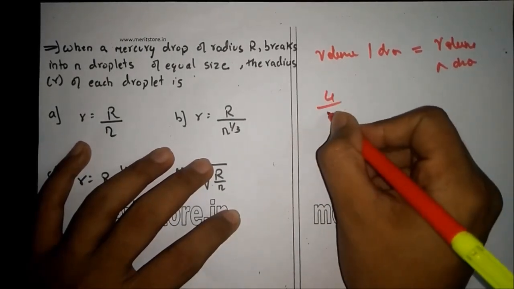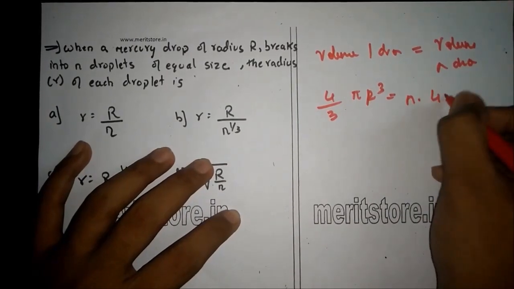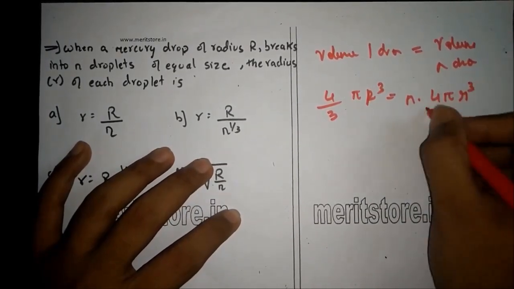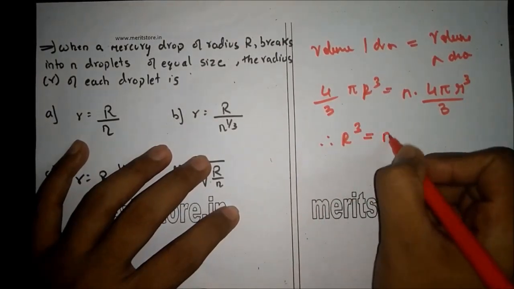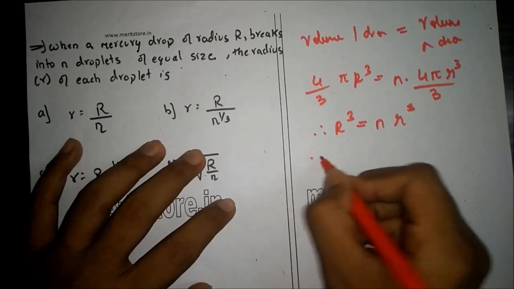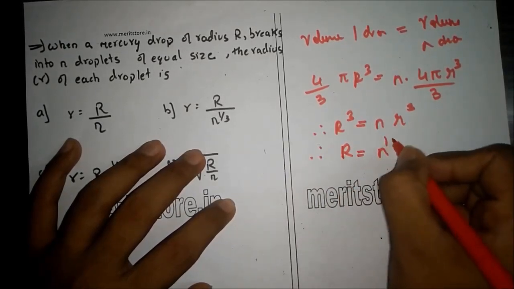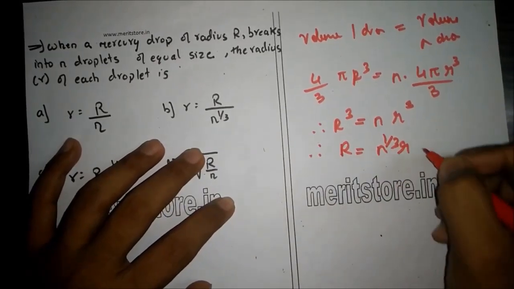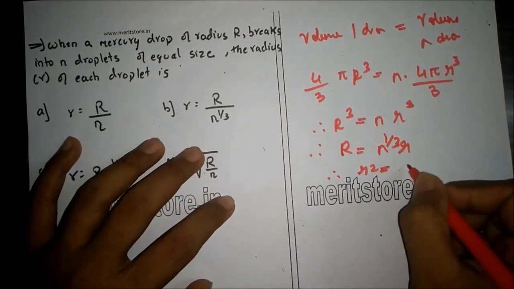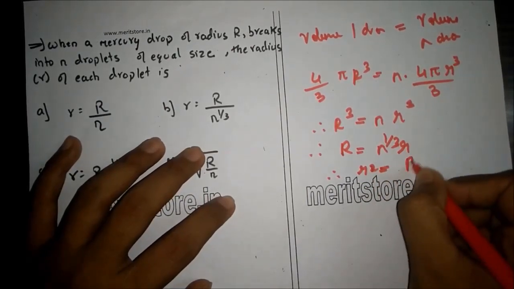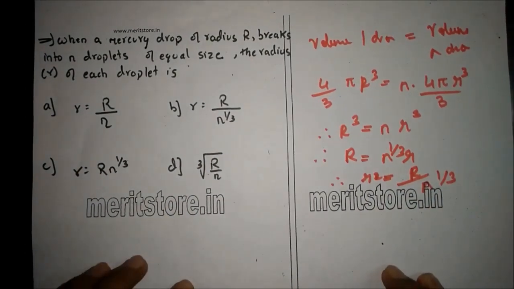Therefore, 4 upon 3 pi capital R cube is equal to n into 4 pi small r cube upon 3. Therefore, capital R cube is equal to n into small r cube. Taking cube root on both sides, we'll get R equal to n raised to 1 by 3 into small r. Therefore, small r is equal to capital R upon n raised to 1 by 3. Therefore, here the correct answer will be option B.